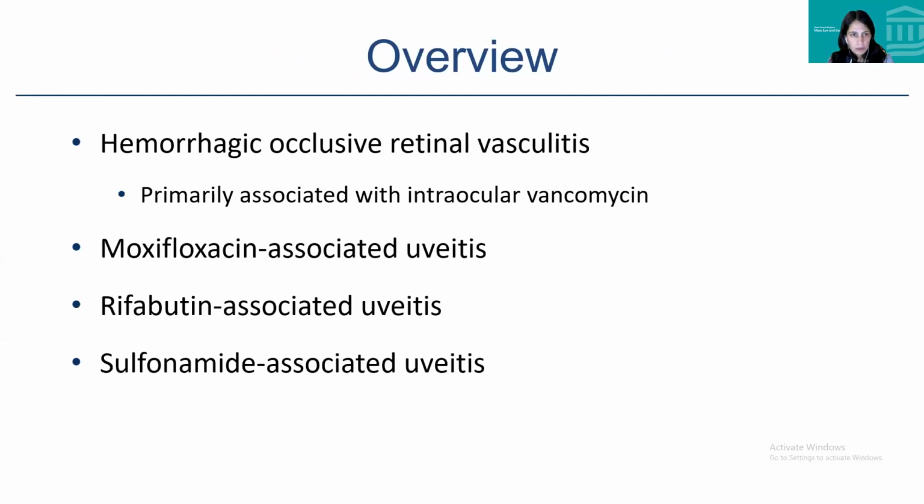So we are going to talk primarily about HORV because it's such an important entity, because it's so severe. And it is primarily associated with intraocular vancomycin, but we'll talk about one small variation on that theme. And then we'll talk about a few other, generally less dramatic but also very important, antibiotics that can cause uveitis: oral moxifloxacin, rifabutin, and sulfonamide.